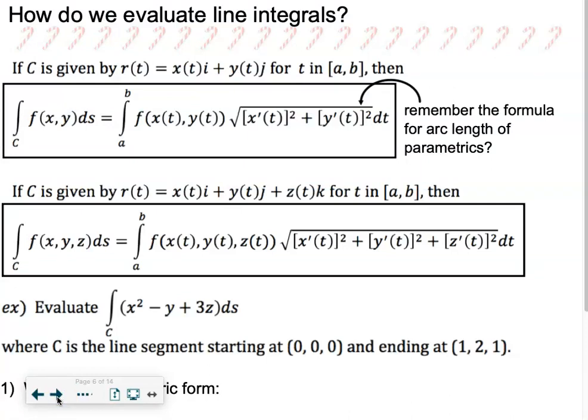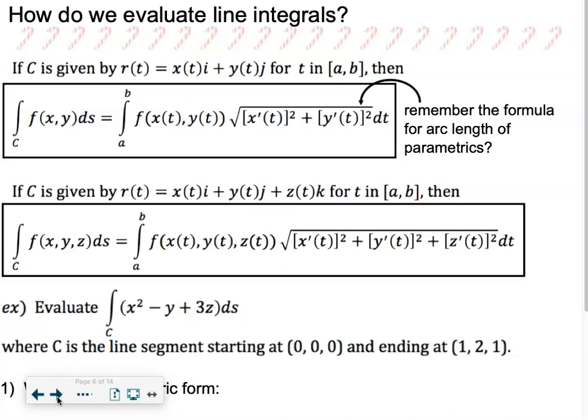This looks scarier than it is. Here's the definition of a line integral in 2 dimensions and the definition of a line integral in 3 dimensions. So we say that we're integrating over some curve C. Think of C standing for curve. So it's called a line.